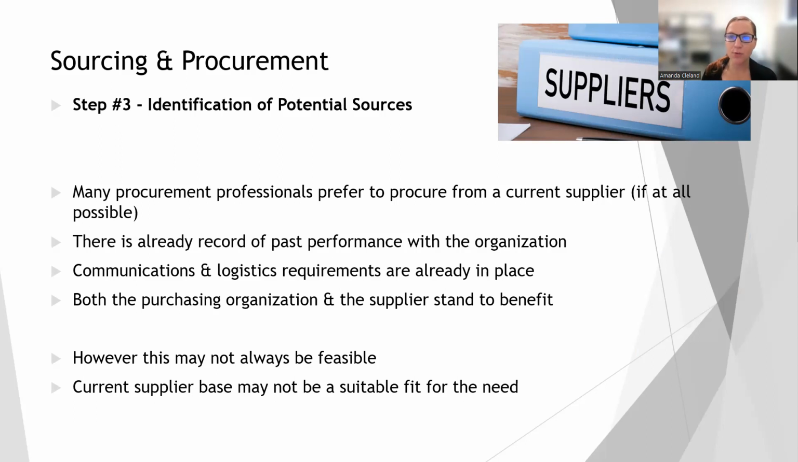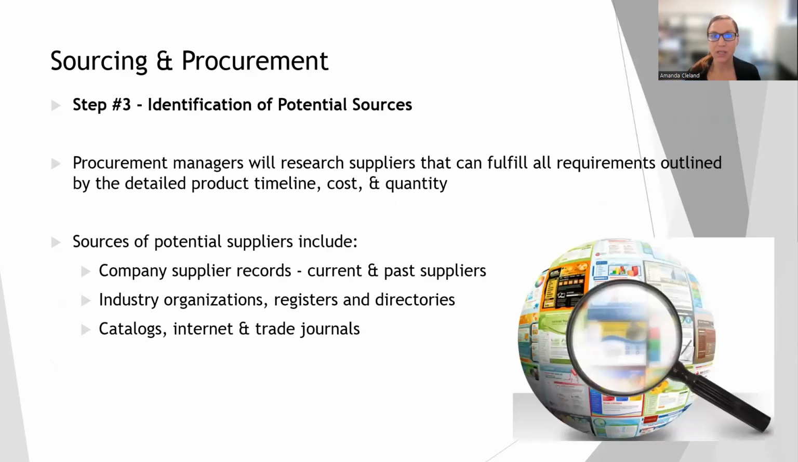However, it's not always going to be feasible to buy from one of our incumbent suppliers. They may not be suitable for what we want to buy. They may not be a suitable fit for what we need. They may not provide those services. They may not provide the item that we need. So we may need to look for potential new sources. So procurement managers are typically going to research suppliers that can fulfill all the different things that we need.